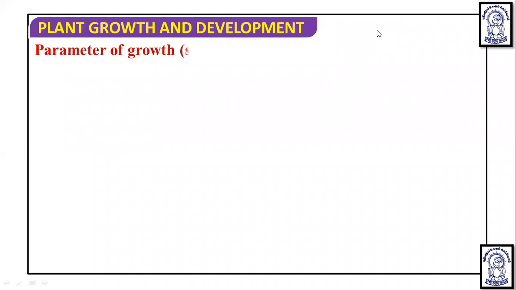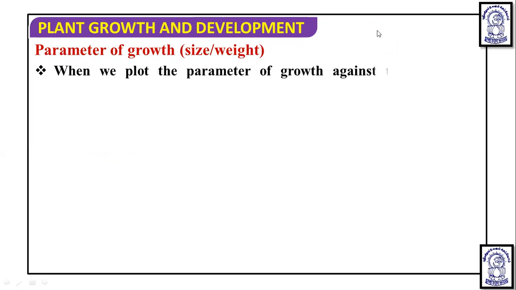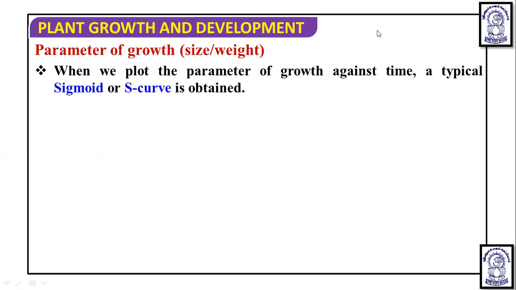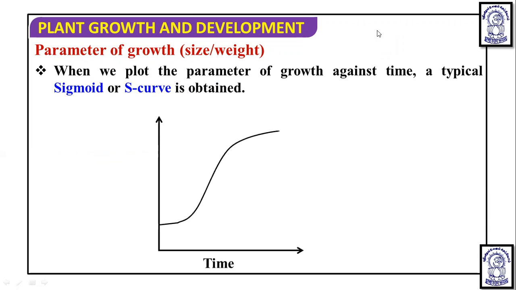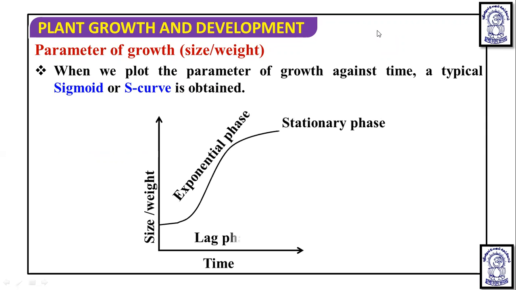So if we plot a curve of the parameters of growth, the size and weight in geometric growth, against time, a typical sigmoid or S-shaped curve is obtained like this. In this, we draw a curve of size and weight against time. An exponential phase is obtained, and the stationary phase and lag phase are there. Now here we remember, this is the lag phase, this is the exponential phase, and this is the stationary phase.